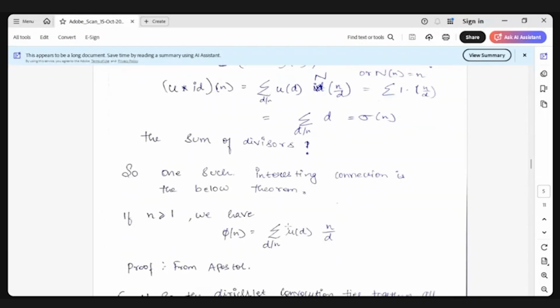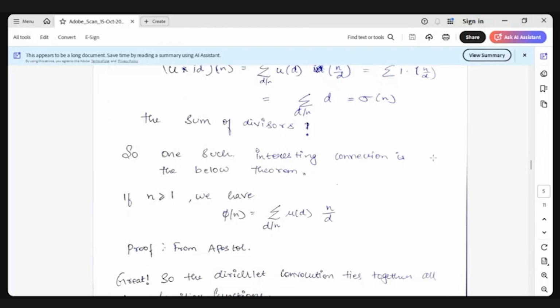In the same way, one can explore another interesting connection: phi of n is equal to the summation of mu of d times n by d, where d divides n. Okay. I wish to present the proof given in Apostol, which is a very beautiful proof. But as I don't have much time, I request the audience to kindly refer to Apostol chapter 2 for that proof. I'm telling you, it's such an interesting proof. One should definitely read it.